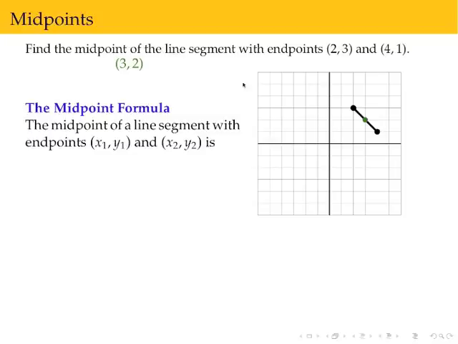So the midpoint formula gives us that the midpoint of a line segment with endpoints (x1, y1) and (x2, y2), well, we want to just average the x-coordinates together and average the y-coordinates together. So that is (x1 + x2)/2 for the x-coordinate and (y1 + y2)/2 for the y-coordinate.